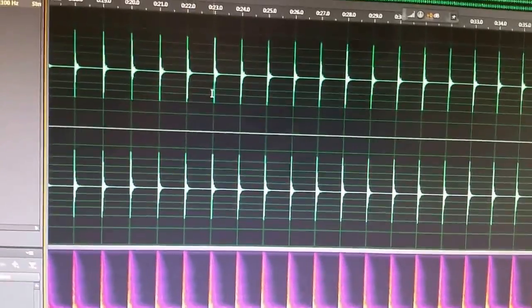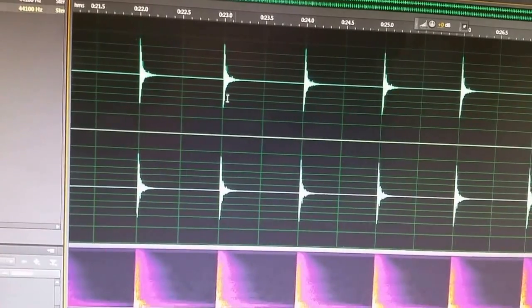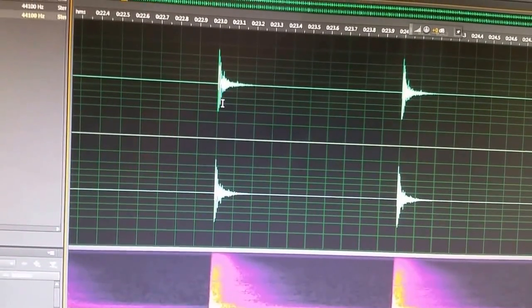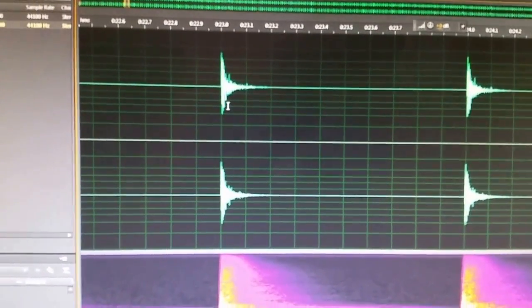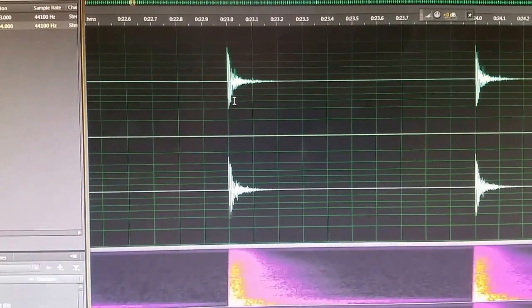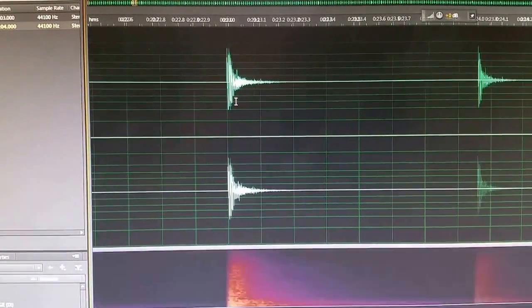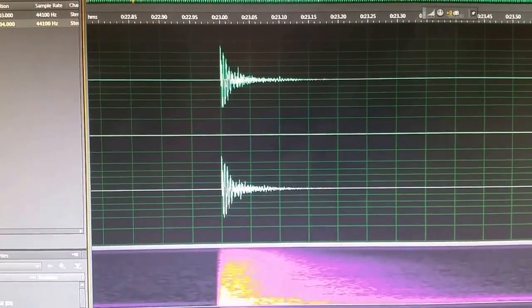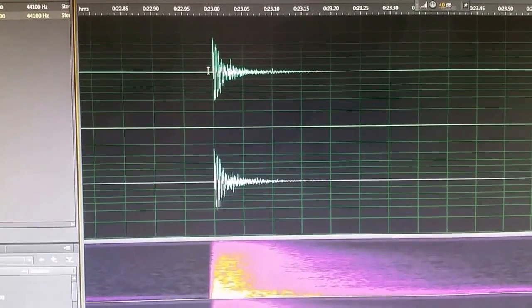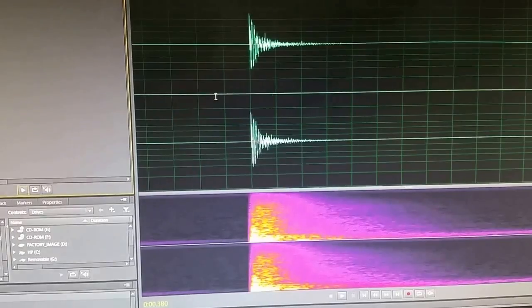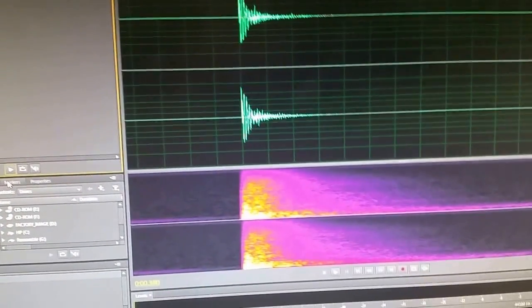So here's the sine wave. Let's see if I can get it to focus. There. So now you have separate sine waves. That's the snare drum hit. So this is basically what it sounds like.